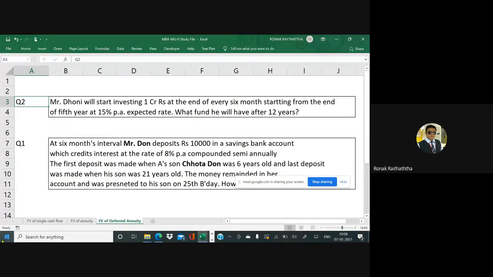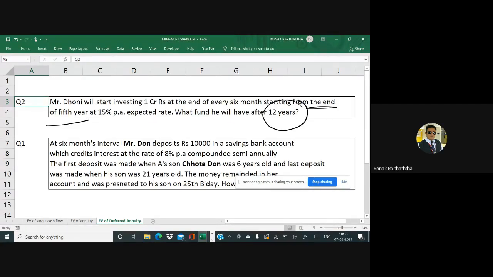Now, after the retirement, Mr. Dhoni wants to invest something, but right now he does not want too much. He does not have too much money. He will start investing at the end of the 5th year. Whatever the case may be of Mr. Dhoni, we are not aware of it, but he would start investing at the end of the 5th year. And he has clear-cut expectations of a 15% per annum rate. Now, what we are supposed to find is, after 12 years, what will be the future value he would have in the fund.